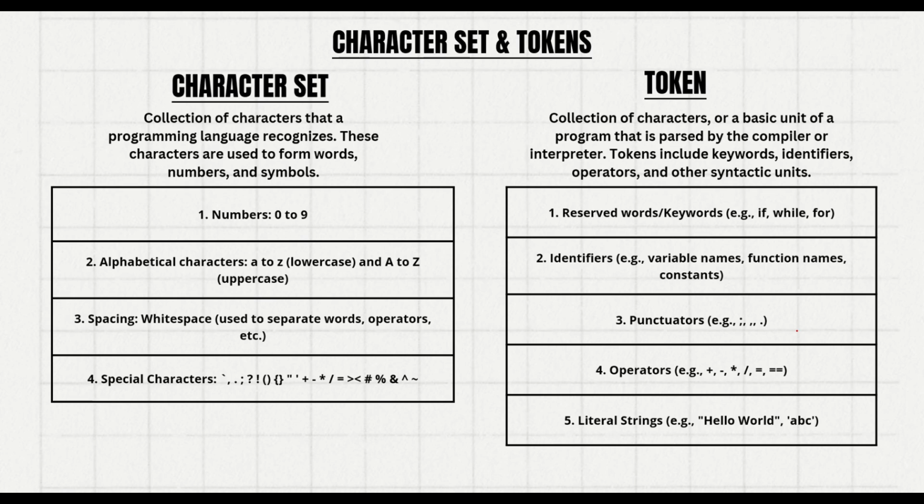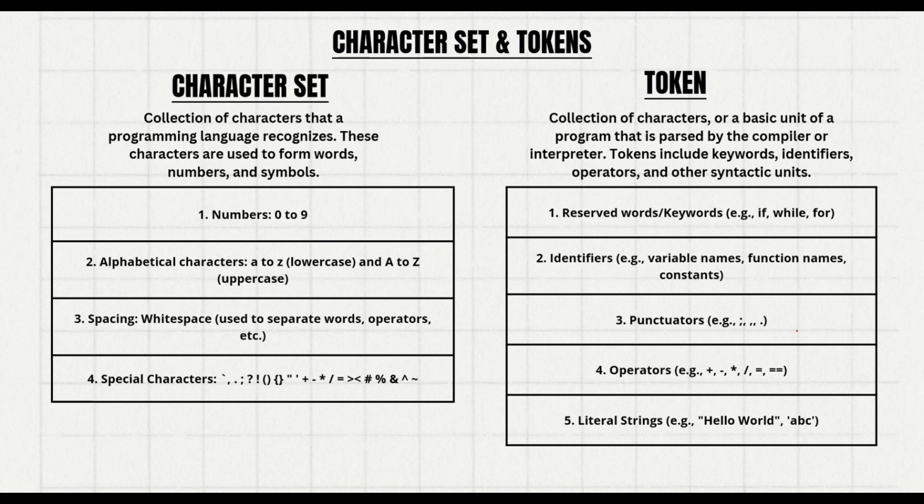Identifiers are names that programmers give to elements in the code, like variable names, function names, and constants. These names help us identify specific elements in the code. Punctuators include symbols like comma and dots. These are used to organize code structures such as separating statements or defining scope. Correction, the double dots is just single dots.